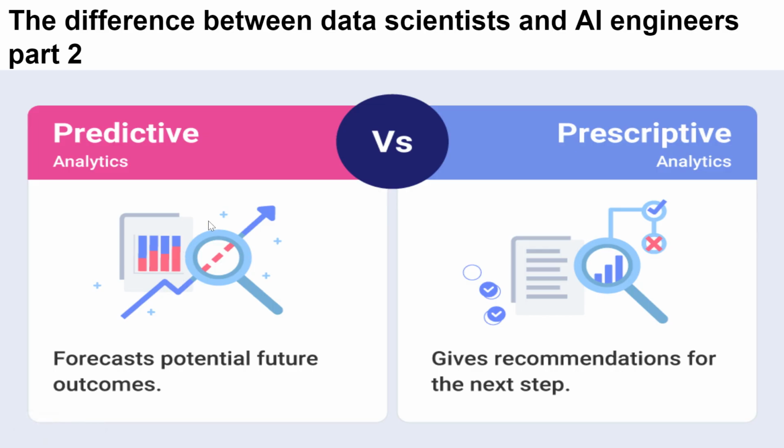As we can see, predictive analytics focuses on forecasting potential future outcomes, while prescriptive analytics focuses on giving recommendations for the next step. Predictive analytics is more long term than prescriptive analytics, as predictive analytics mainly focuses on not just the next step, but also the step after that, and so on. Meanwhile, prescriptive analytics may not necessarily always follow that.